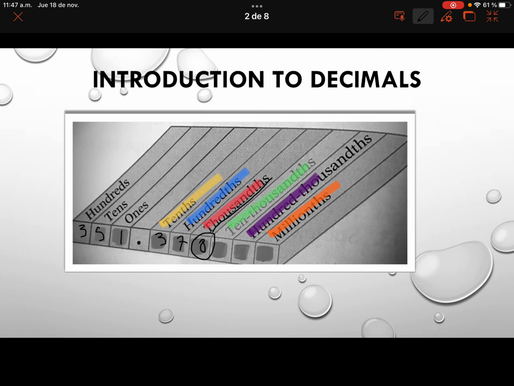Okay, then if we have to read a decimal number, this is going to be really important. Each number in the place value chart has a special meaning. For example, I told you already, number 8 represents the thousandths part. Number 7 the hundredths, number 3 the tenths, and the digits on the left of the decimal point also represent something. This 3 represents hundreds, the 5 represents tens, and this represents ones. Okay, let's keep this information in mind.